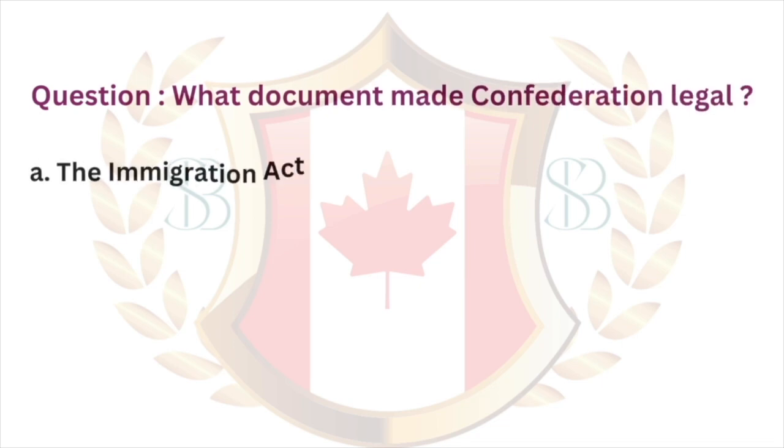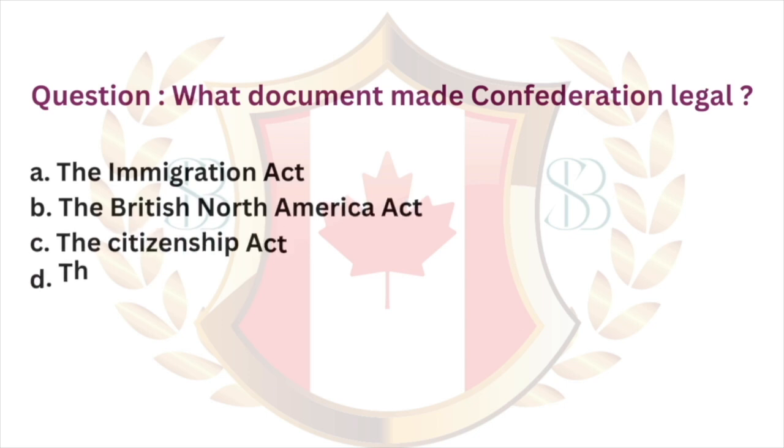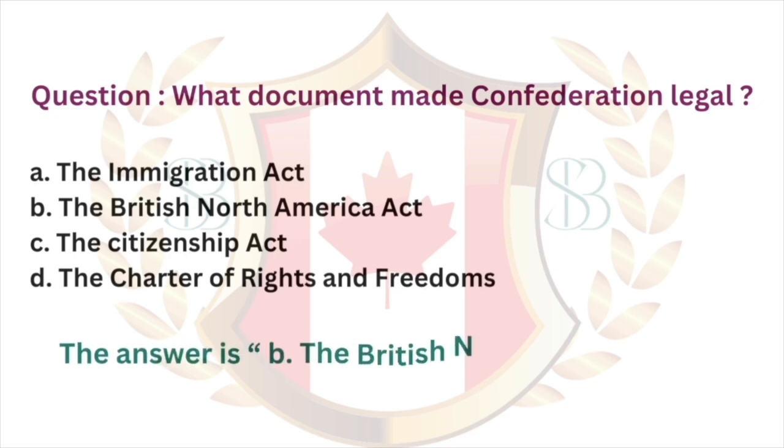Question: What document made Confederation legal? A, the Immigration Act. B, the British North America Act. C, the Citizenship Act. D, the Charter of Rights and Freedoms. The answer is B, the British North America Act.